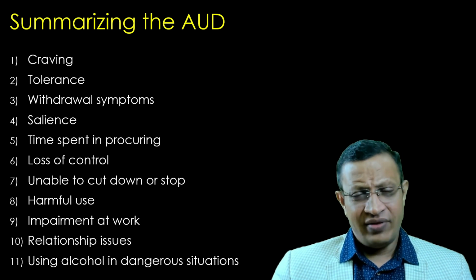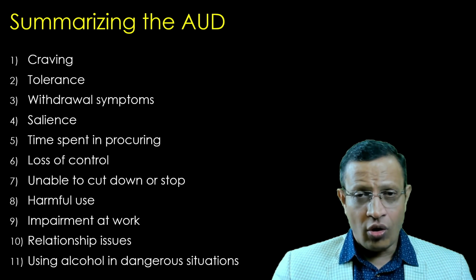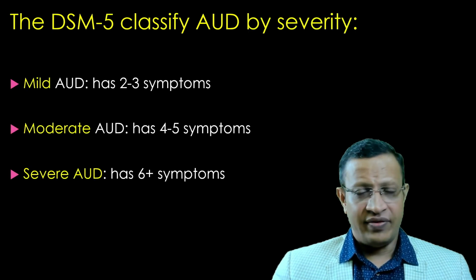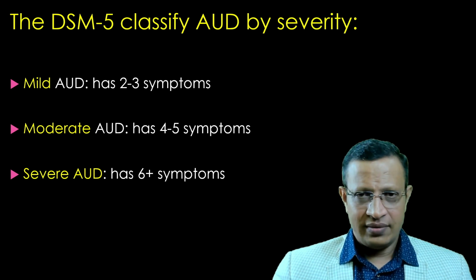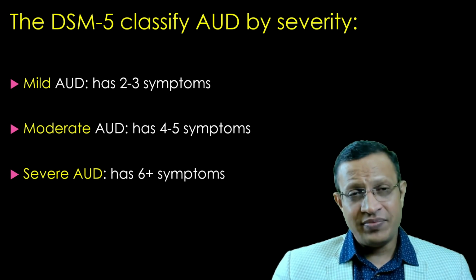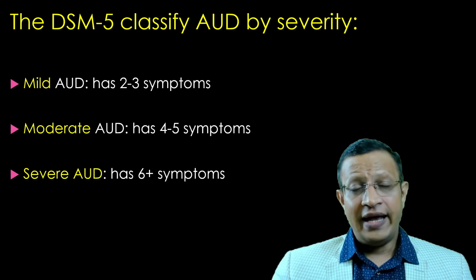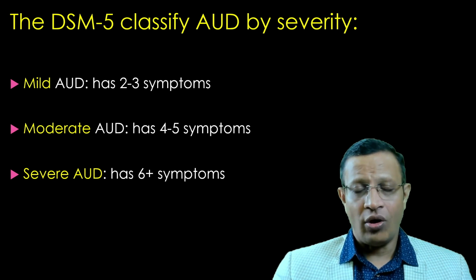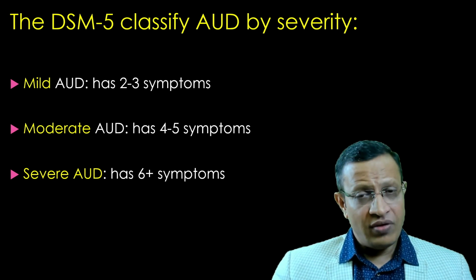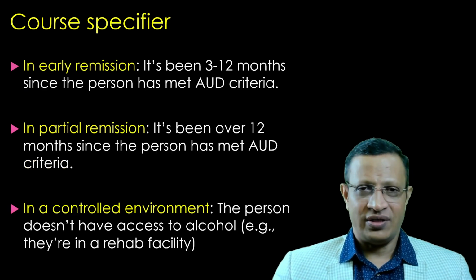So out of these 11, if 2 symptoms are there, then we can diagnose alcohol use disorder. However, if there are 2 to 3 symptoms, it is mild. If 4 to 5 symptoms are there, we consider it moderate alcohol use disorder. Anything above 6 or more symptoms is severe alcohol use disorder. The more symptoms, the more severe the alcohol use disorder.